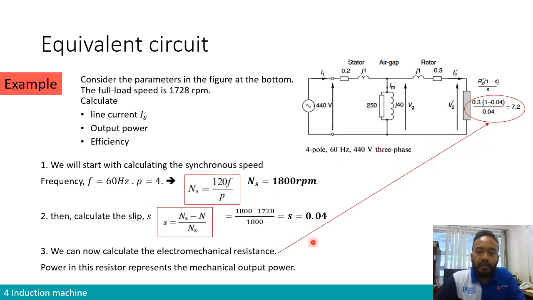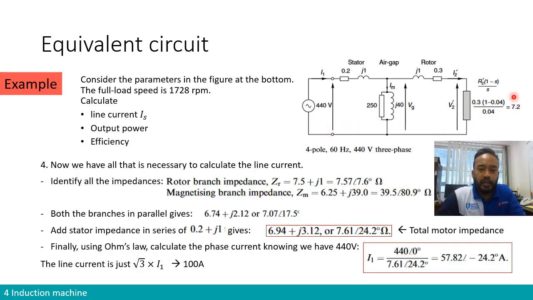If we have the slip, we can calculate the electromechanical resistance. Electromechanical resistance is R prime 2 multiplied by (1 minus S) divided by S. It is already calculated over here. So the resistance of the electromechanical load is 7.2 ohm. Now we know the resistance, right? This is the resistance that was missing. We know all the values of the parameters, therefore we can do a circuit analysis now.